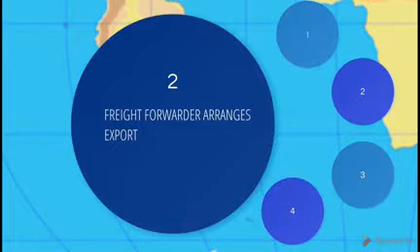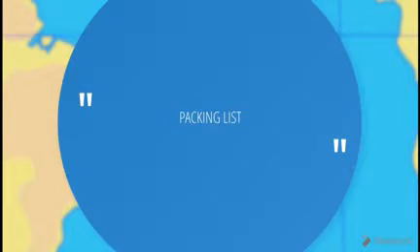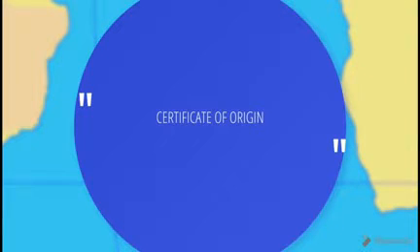A document that needs to be prepared by the supplier is the packing list. A supplier will prepare a packing list which will be used by the freight forwarder to highlight all the information regarding the freight being transported. And next is the certificate of origin. The supplier will also prepare this certificate if they are exporting to a free trade country.